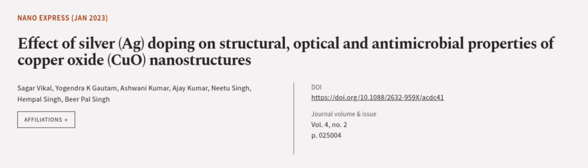effective broad-spectrum bactericidal agents. This article was authored by Sagar Vikal, Yogendra K. Gautam, Ashwani Kumar, and others.